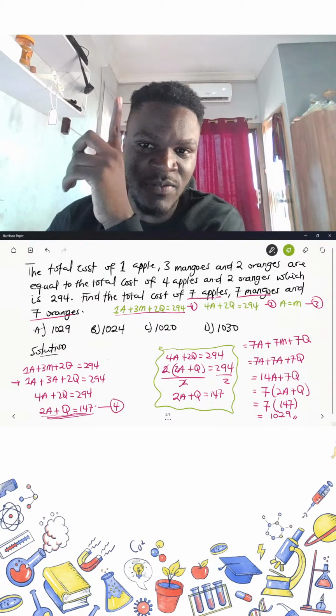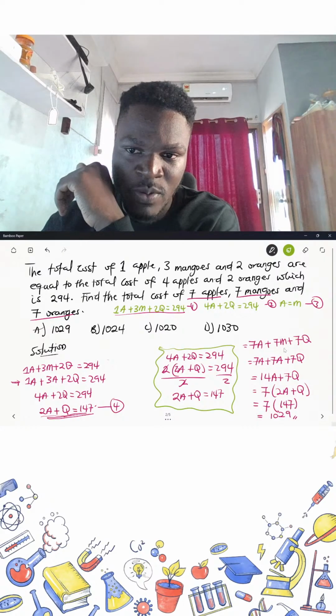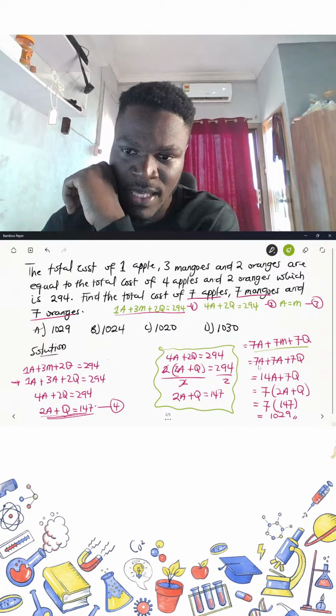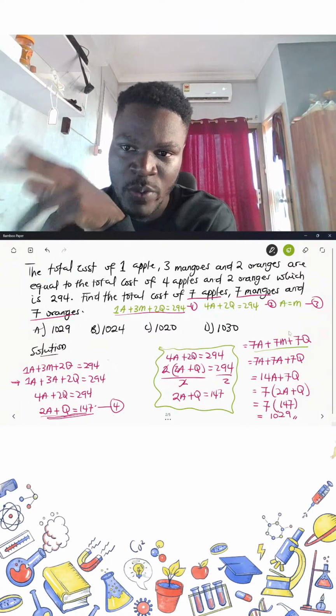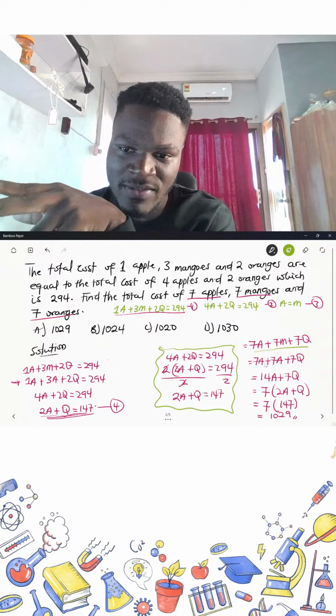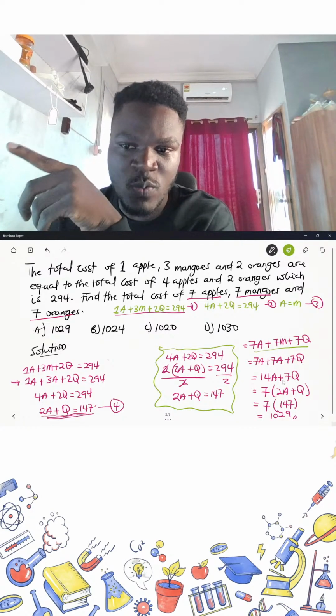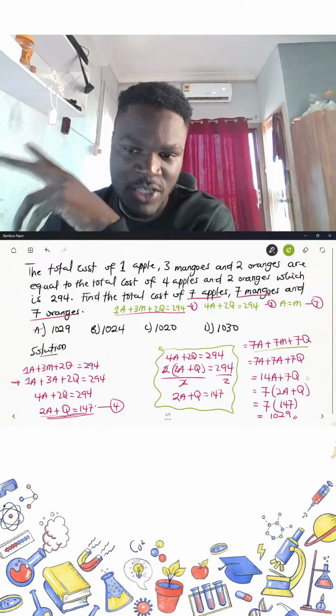The question says we should find 7 apples, 7 mangoes, and 7 oranges, as we have over here. Therefore, in place of the mango, we know that mango is equal to apple. So we put apple here. So we have 7 apple plus 7 apple plus 7q, giving us 14a plus 7q.